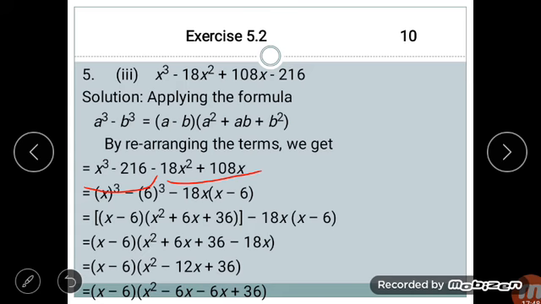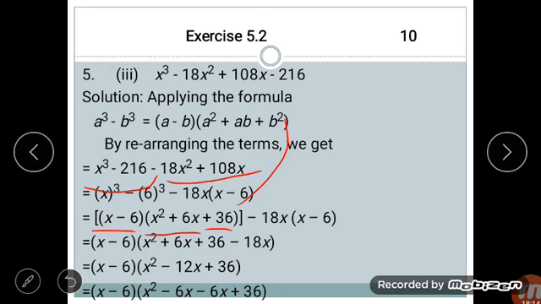Here we can apply this formula. So x is a and 6 is b. So this is a square, this is ab, and 6 with x gives 6x, and 6 times 6 is 36, which is b square. Okay, here you can see that 108 comes in the table of 18. So 18 can be taken common here, and x is also common. So x is left inside and minus 6 is left inside.